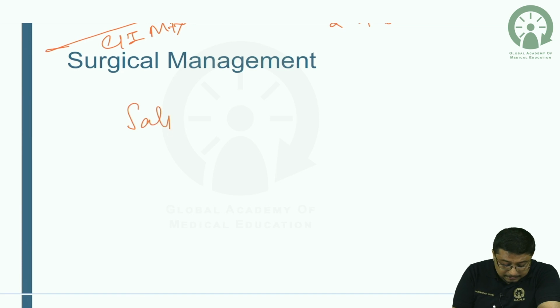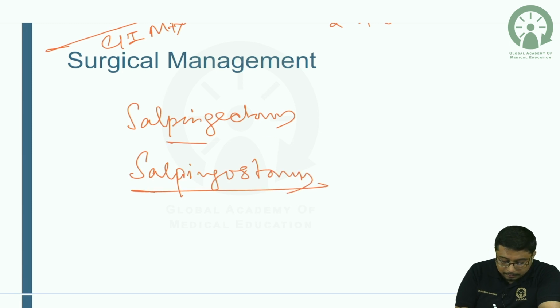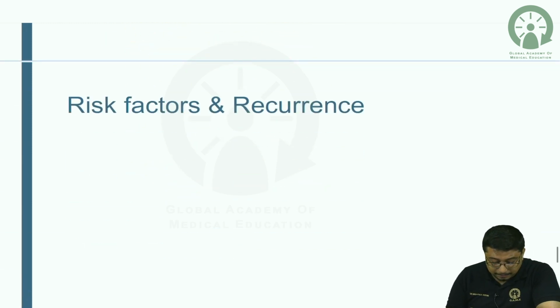Surgical management is either salpingectomy, which is removal of the tube, or salpingostomy, where we cut the tube and extract the ectopic.